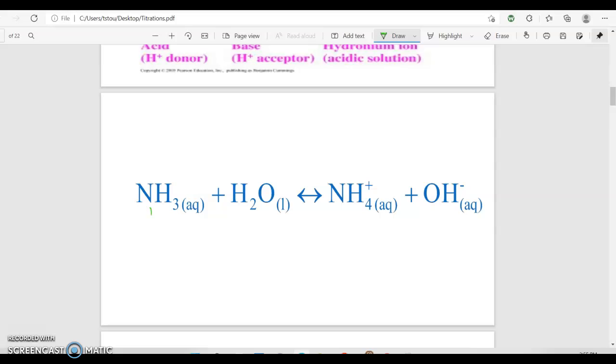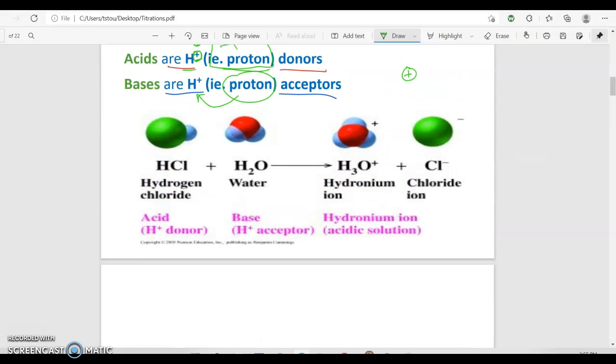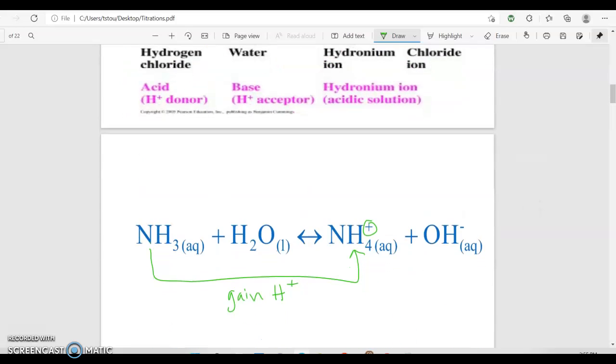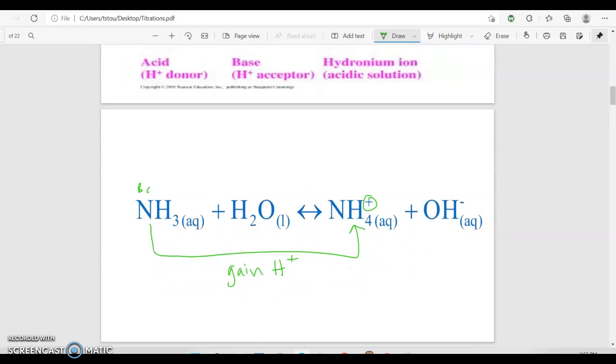Let's take a look at this example. I've got NH3. I want to look for him on the other side. I'm trying to decide, is he an acid or is he a base? Well, I can see that NH3 has 3 H's, and now it's gained an H. This has gained an H plus. And if you gain an H plus, as we know up here, gaining an H plus is a base. NH3 is a base. Checking out my H2O on the other side.